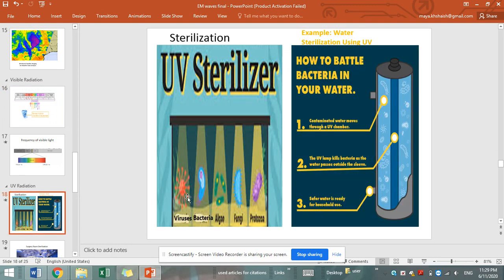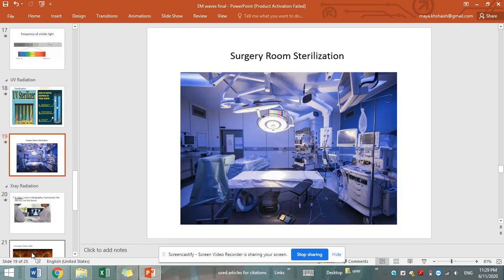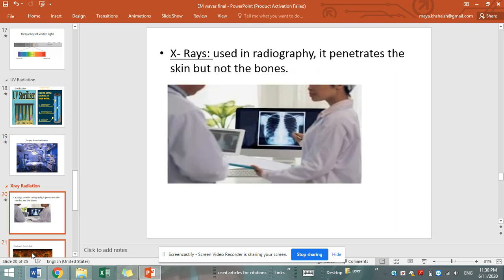Now going back to the UV, the contaminated water moves through a UV chamber. The UV lamp kills bacteria as the water passes outside the sleeve, and here the water becomes safer, ready for household usage. So water comes in, then passes through this tube, being subjected to ultraviolet light, then it goes out without contamination. And in this image, I'm showing you that it could kill viruses, bacteria, algae, fungi, or protozoa. It's also used in surgery rooms for sterilization.